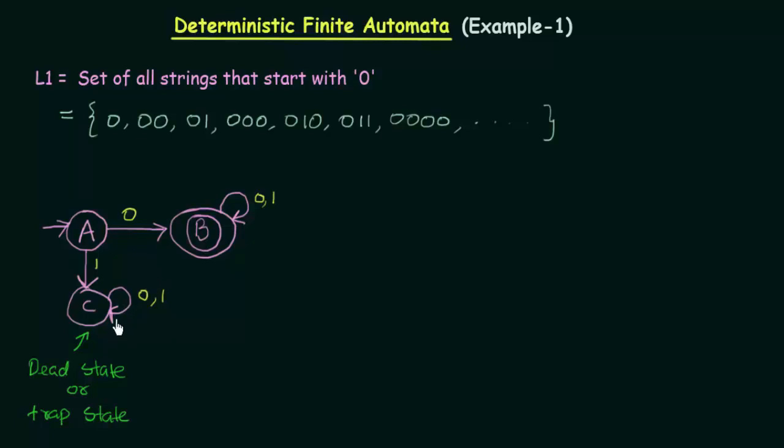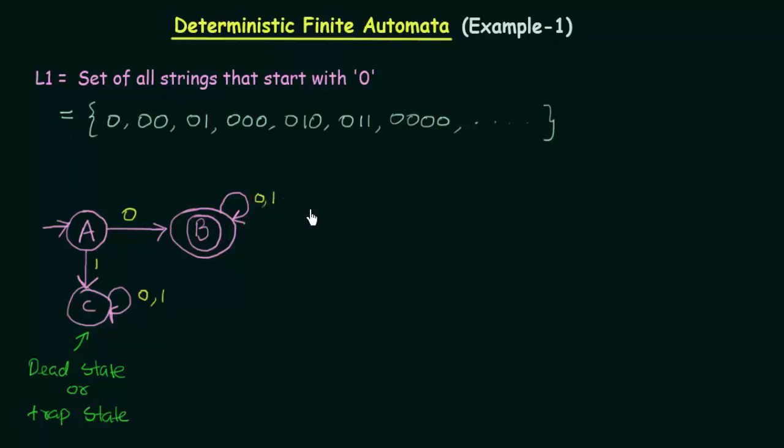Okay, so now my DFA is complete, because I've already mentioned in A, if I get 0, it goes to B. If it gets 1, it goes to C. It's complete. And in B, whether it is 0 or 1, it stays in B itself. And in C, whether it is 0 or 1, it stays in C itself. Now my DFA is complete. Now I've designed the DFA for the set of all strings that starts with 0. Okay, now let us check if this is correct.